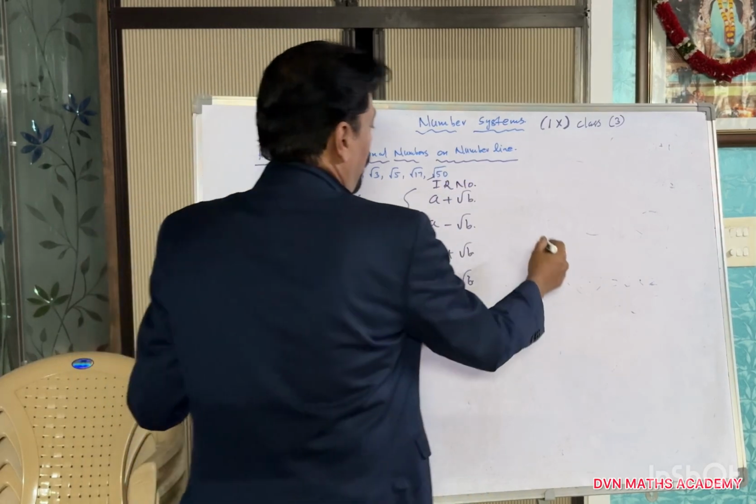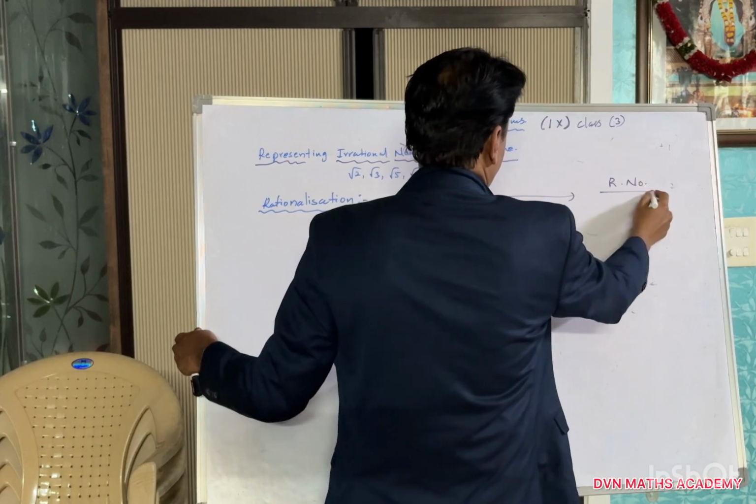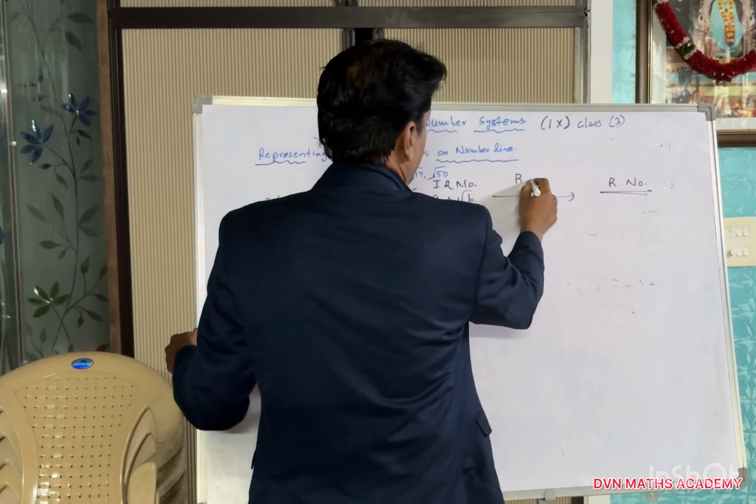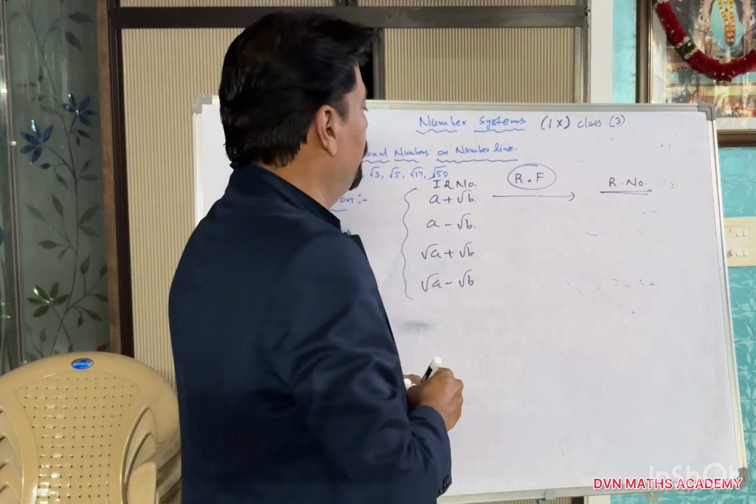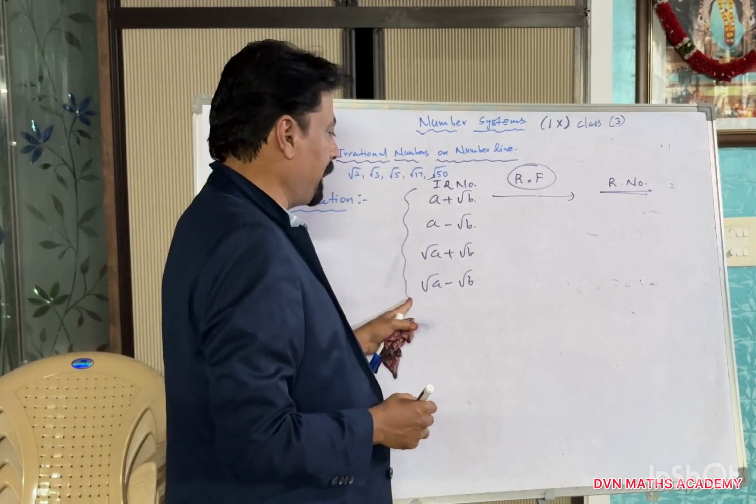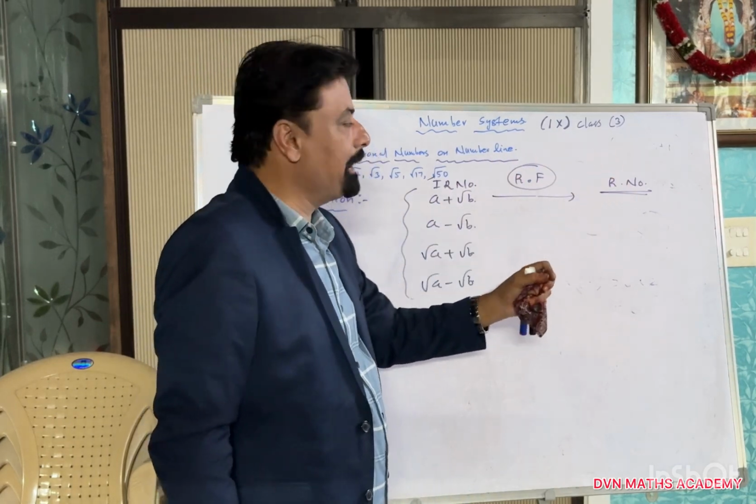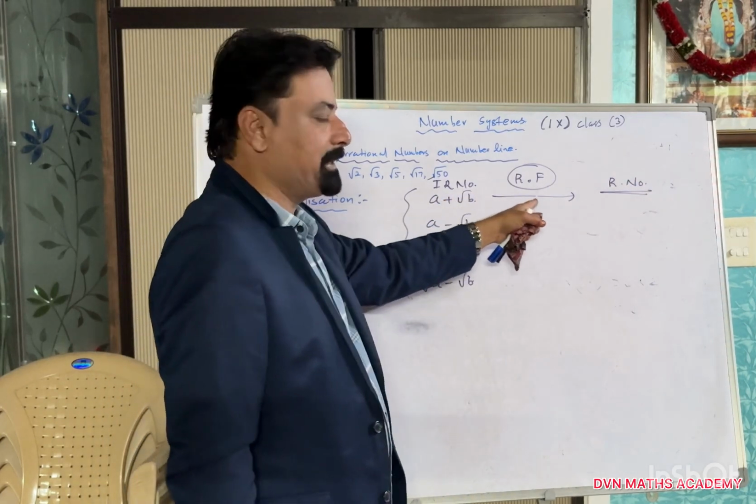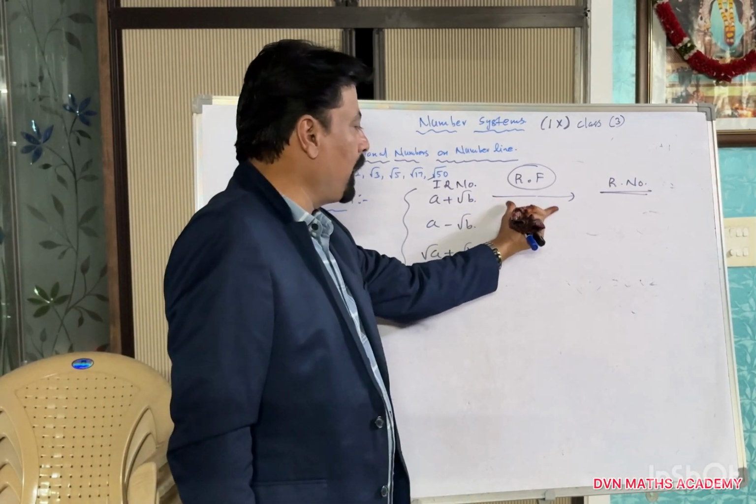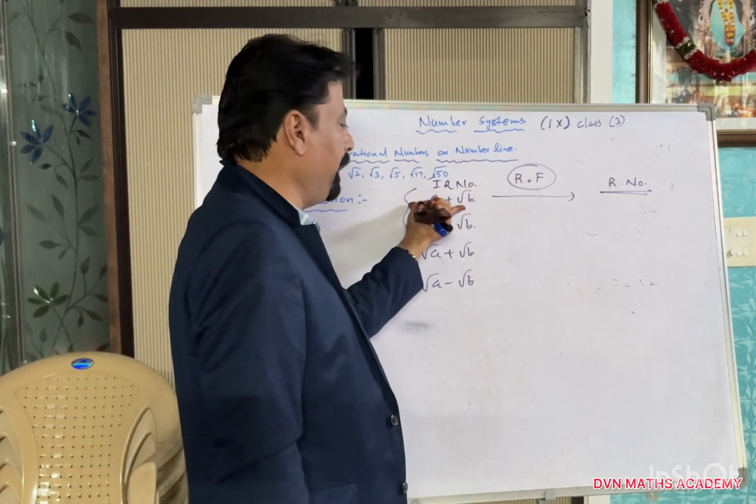I want to make them into rational numbers. Here I require a rationalizing factor. So these given numbers are irrational numbers, and I want to make them into rational numbers. How do we make them rational? We need to multiply with some value. Whichever value you are multiplying, that value we call the rationalizing factor of the given number.